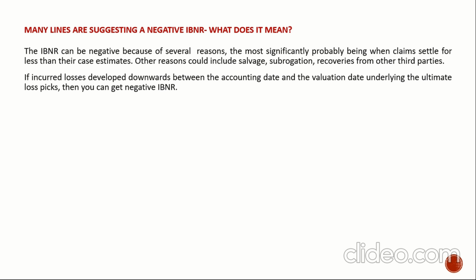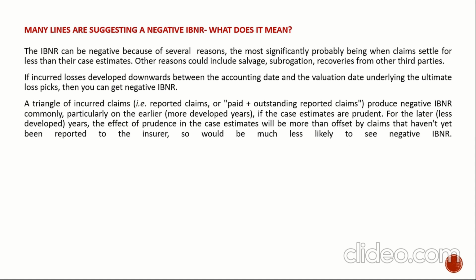Further, if incurred losses develop downwards between the accounting date and the valuation date underlying the ultimate loss, then we can get negative IBNR. Another reason is that a triangle of incurred claims commonly produces negative IBNR, particularly on the earlier, that is more developed, years, if the case estimates are prudent. For the later, that is less developed, years, the effect of prudence in the case estimate would be more than offset by claims that haven't yet been reported to the insurer, so we would be much less likely to see negative IBNR.